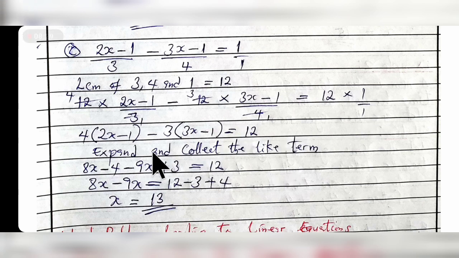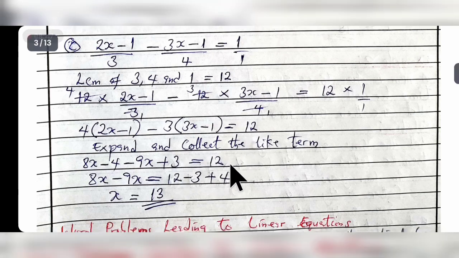So we expand and collect the like terms. Okay, so 4 times 2x is 8x. 4 times minus 1 is minus 4. Then minus 3 times 3x is minus 9x. And the minus 3 times minus 1 is plus 3, equals 12.